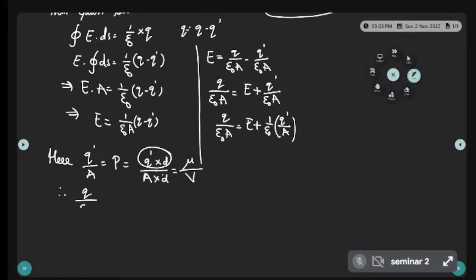Now therefore the equation is Q by epsilon naught A is equal to E plus 1 by epsilon naught into Q prime by A. Q prime by A is what? I wrote P only. Simplify this: Q by A is equal to epsilon naught E plus P. Okay.